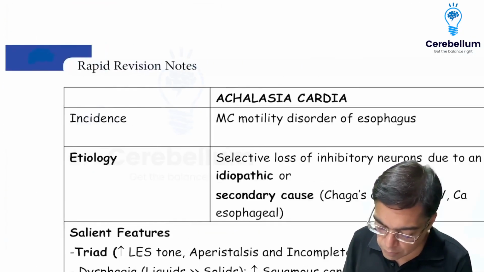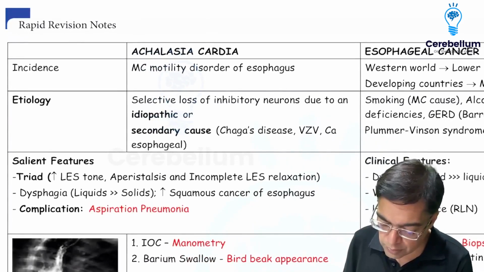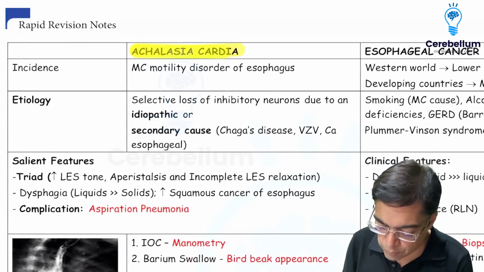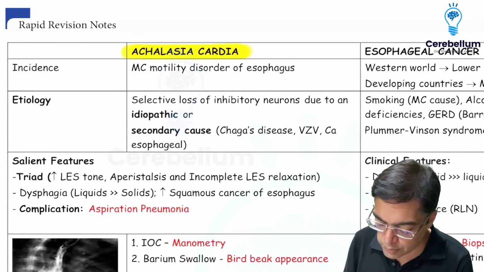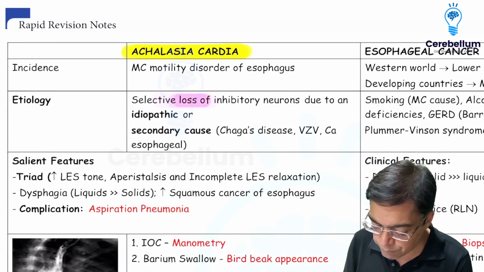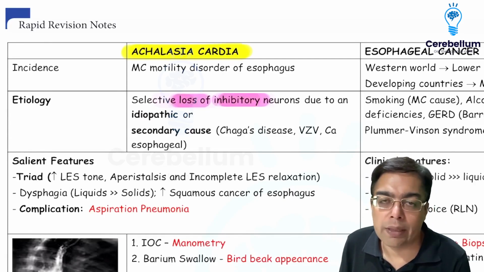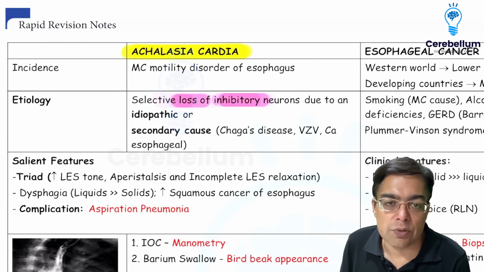Next, we need to have an idea about achalasia cardia, which is an example of a motility disorder. This condition is going to be characterized by a selective loss of the inhibitory neurons. The condition can be either idiopathic or it can be secondary to an infection like the varicella zoster virus, or for that matter, even Chagas disease.